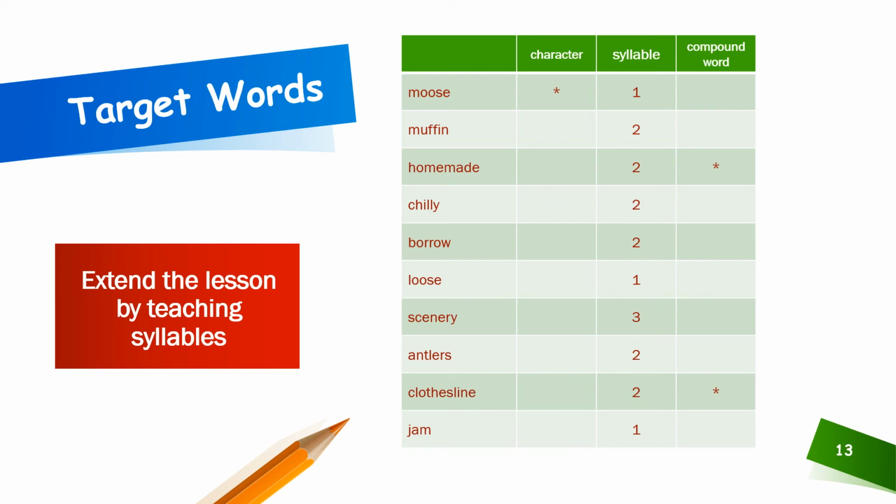Now for moose, it's the character. So you can use that as a character asking question, but then you're also going to use it as a syllable. All right. So for moose, there's only one syllable. Now, this is not a compound word. So once you look at your word list, you're going to know what standard you can be teaching. So that's why I put this in a graph so that you would be able to see what standard sticks out the most.